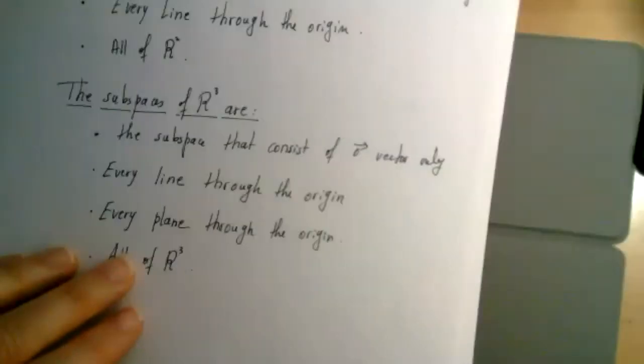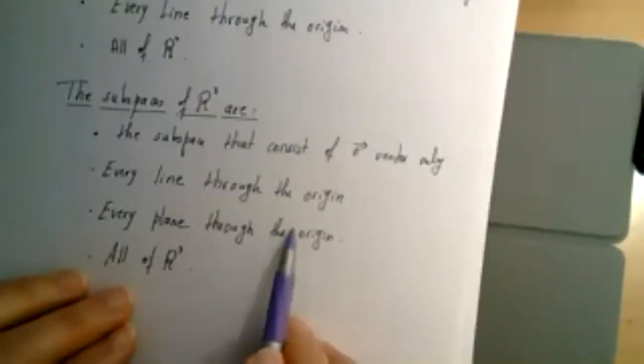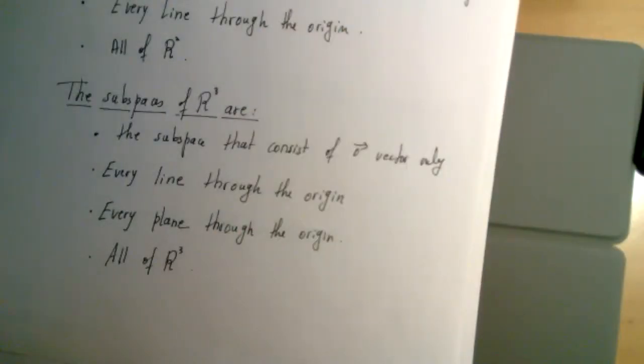But there is one more addition in R3. Every plane through the origin is a subspace. Is this correct? Yes. We think geometrically. Take just a plane through the origin.